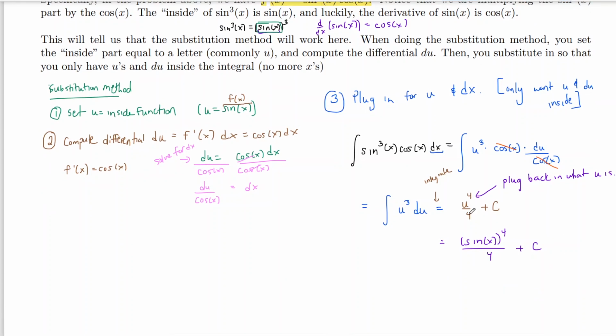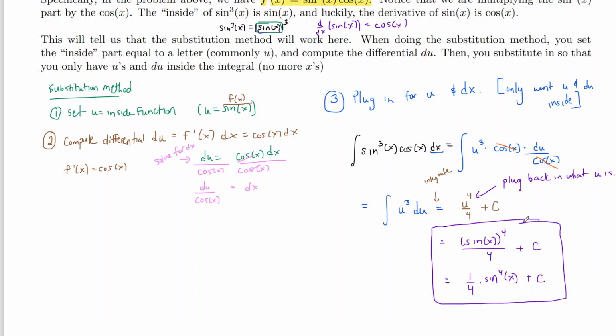And there's nothing wrong with this answer. You can leave it exactly like this. If you prefer to pretty it up, you can bring the 1/4 in front, and you can bring the power on the sine to its normal spot. So you can write 1/4 sine to the 4th of x plus c. But either one of these is perfectly fine. And that's how we do the substitution method.